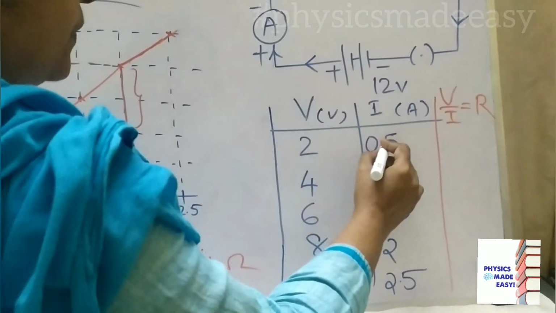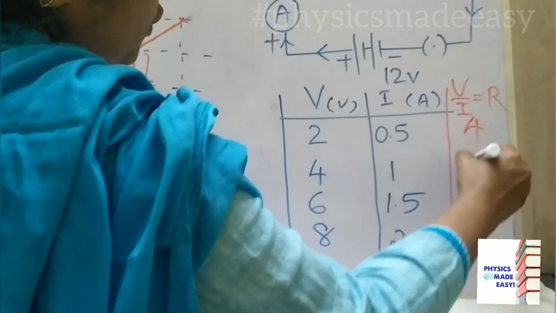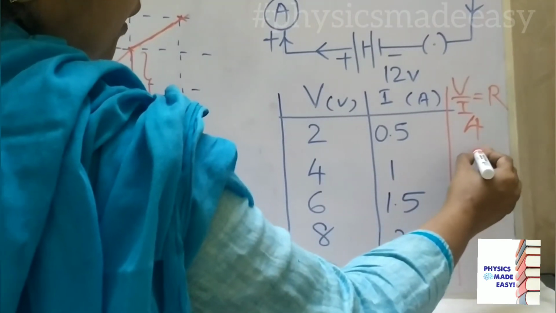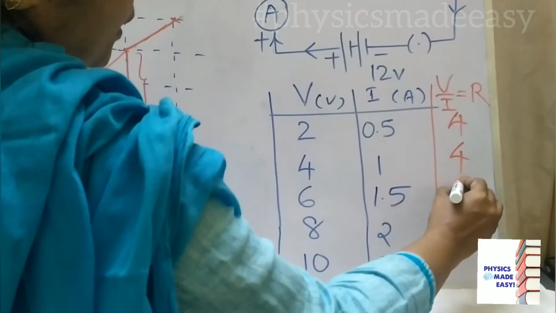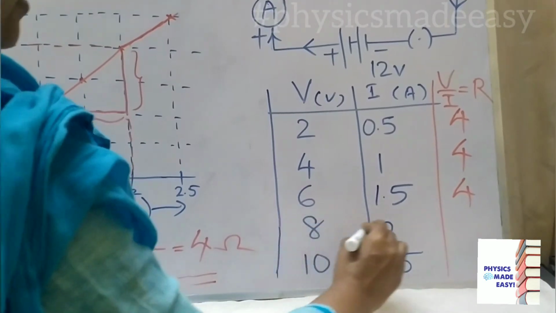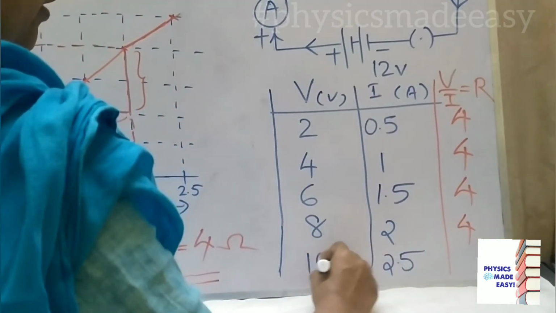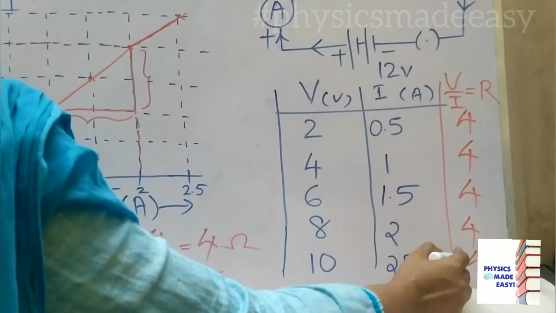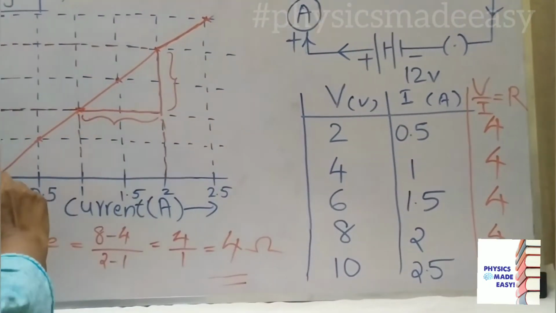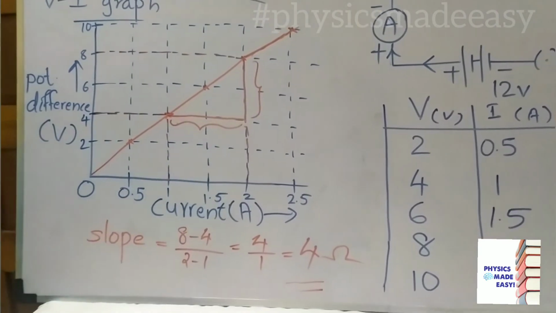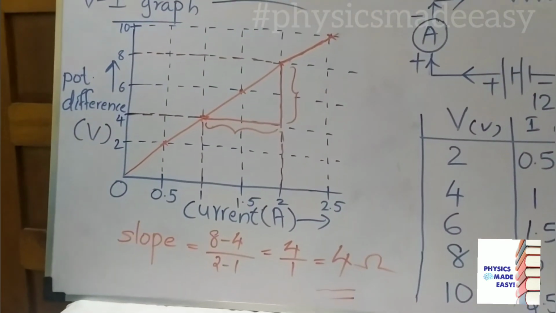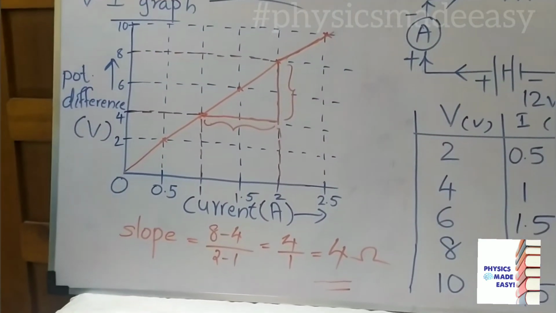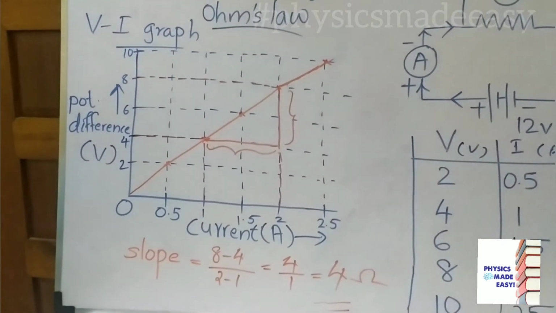So 2 divided by 0.5, what is the value? 4. 4 divided by 1, 4. 6 divided by 1.5, 4. 8 divided by 2, 4. 10 divided by 2.5, 4. So all these values are same. That's why I told you the slope of this graph gives us the resistance, and from this graph we can say the linear relation between potential difference and current.